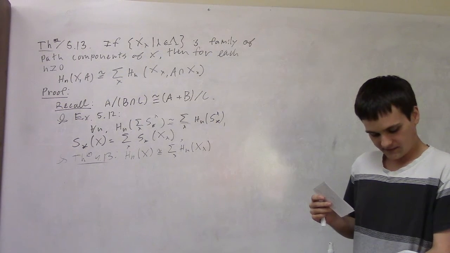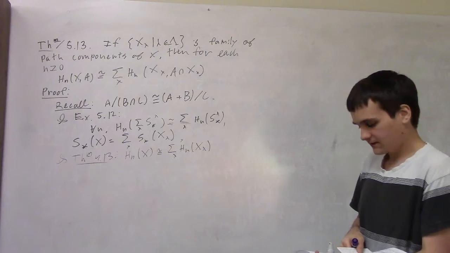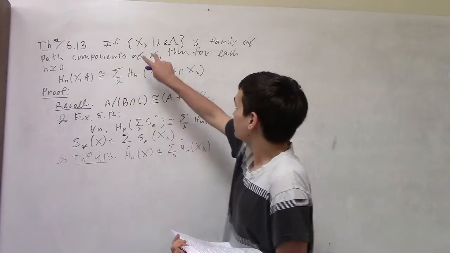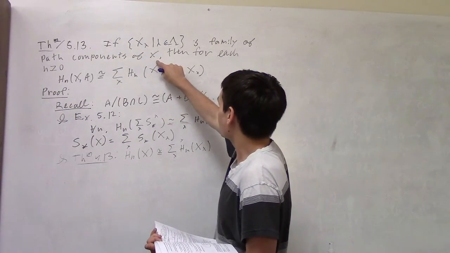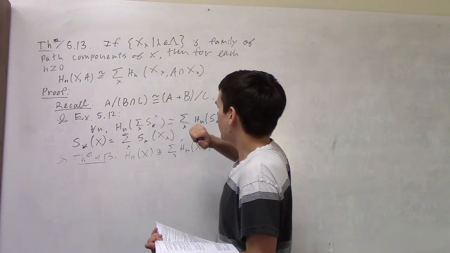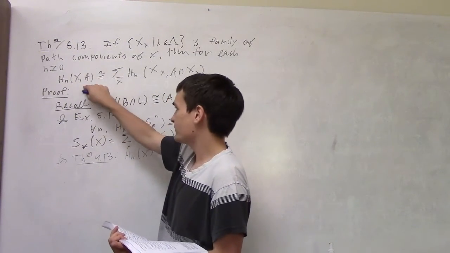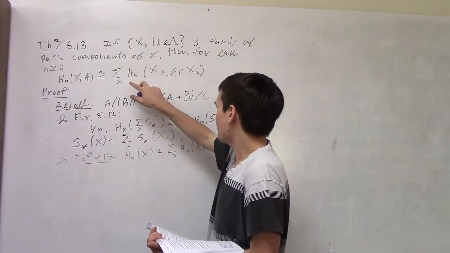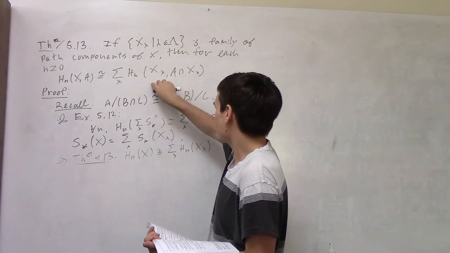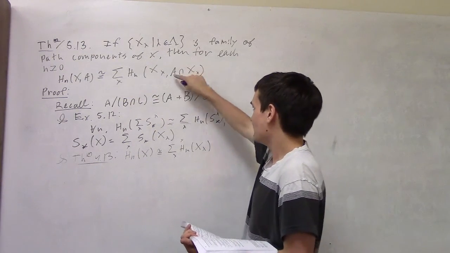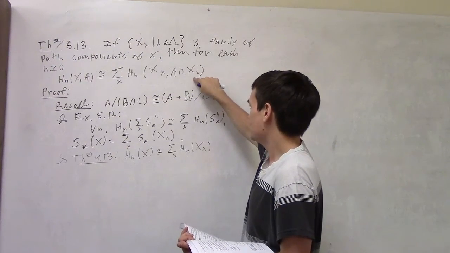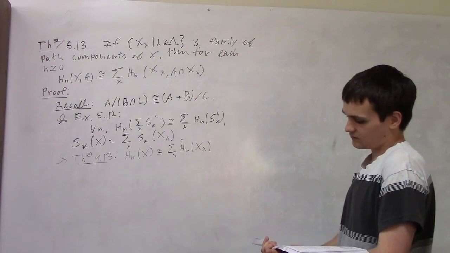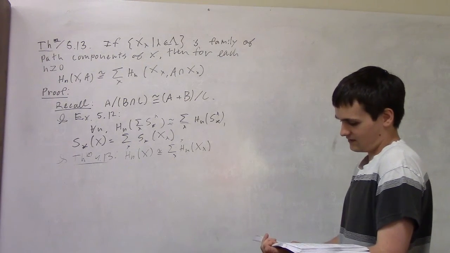Picking up from where we were last time when we did theorem 5.12, now we're on 5.13. If this is the family of path components of the space X, then for each n greater than or equal to 0, the relative homology group with respect to the subspace A of X is isomorphic to the direct sum of the nth homology groups of its path components with respect to the subspace A intersect each of the path components. So they just say proof: use exercise 5.12 and theorem 4.13.